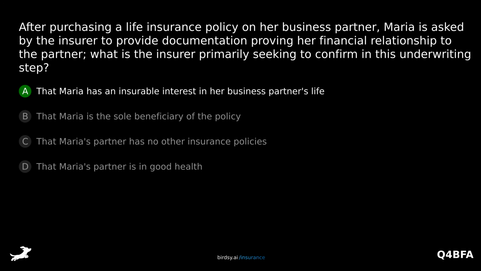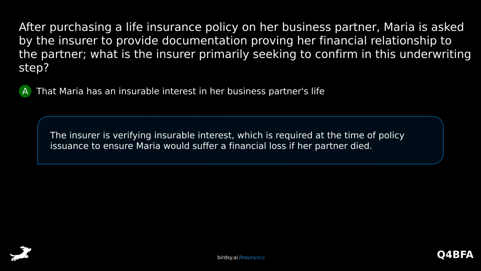The correct answer is A. That Maria has an insurable interest in her business partner's life. The insurer is verifying insurable interest, which is required at the time of policy issuance to ensure Maria would suffer a financial loss if her partner died.